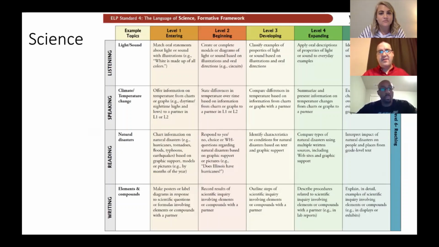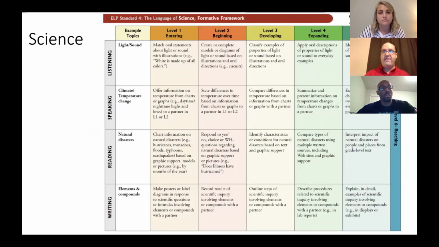But the advantage science does have is it's a lot of visual and a lot of hands-on stuff and a lot of ways that you can put a picture and a word together or a concept. So if you look in here, especially like talking about climate temperature change, starting here down at the bottom, you're looking at charts or graphs. And again, you're looking at numbers.